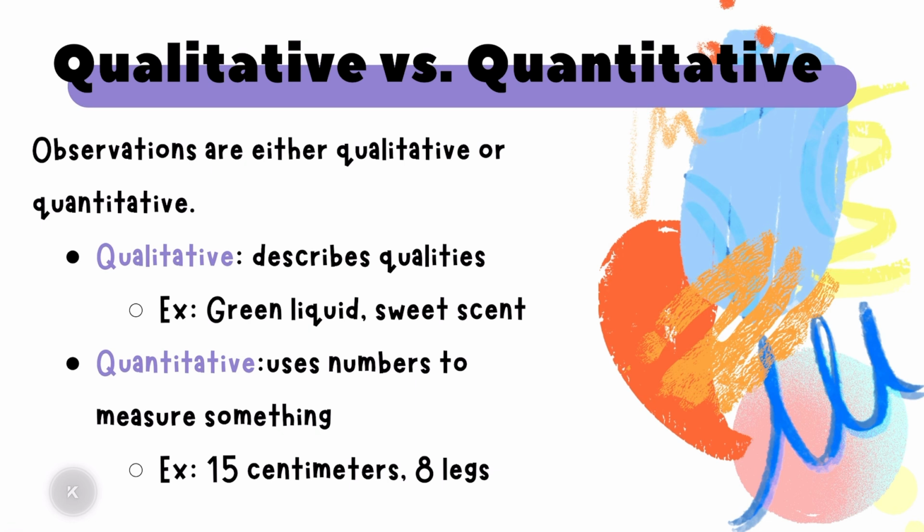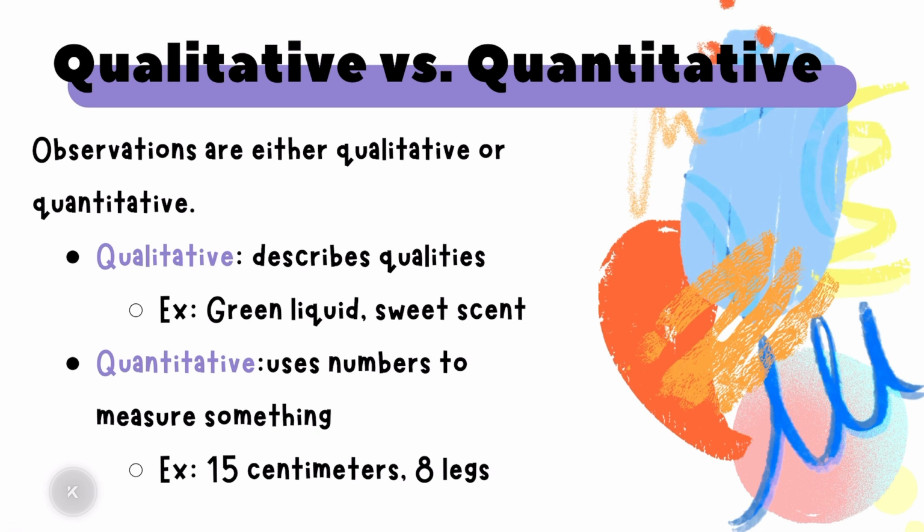When I'm looking at data and when I'm looking at observations, those data or those observations can either be qualitative or quantitative. So qualitative describes a quality, so it's kind of in the name. This is going to be a descriptive term. So for example, that is a green liquid. That has a sweet scent. It has an adjective about it.